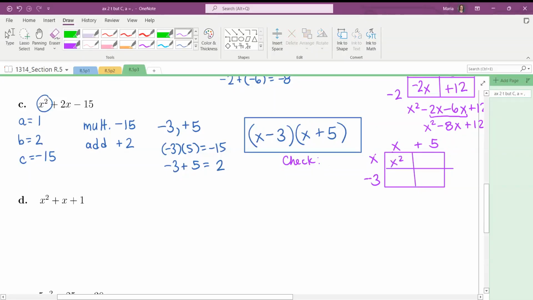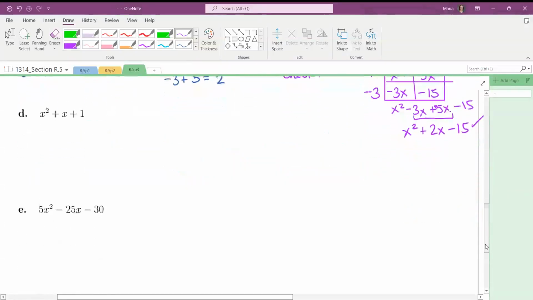So x times x is x squared. Negative 3 times x is negative 3x. x times 5 is 5x. Negative 3 times positive 5 is negative 15. So when I multiply everything out, I get these four terms: x squared minus 3x plus 5x minus 15. Combine your like terms, the ones that just have an x. You're going to get x squared, and then negative 3 plus 5 is positive 2x, minus 15. That is what we started with. Couple more.